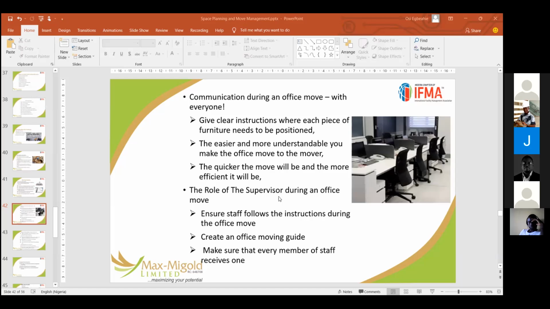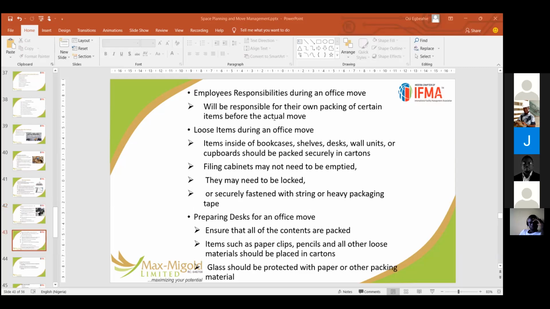The role of the supervisor during an office move: ensure staff follow the instructions during the office move. You're supposed to have supervisors. Create an office move guide. Make sure that every staff member receives one. Create a guide and give it to every staff member.